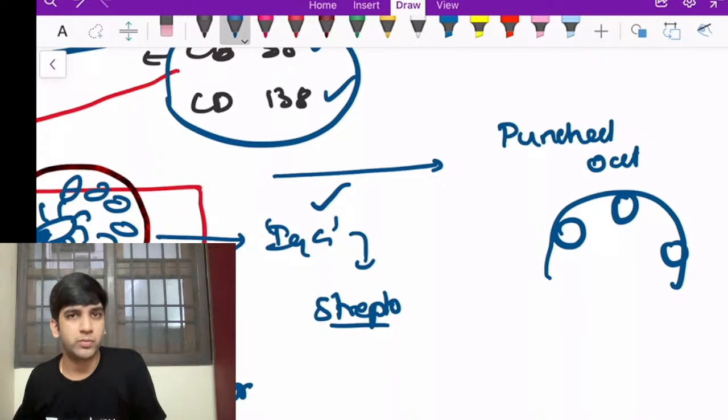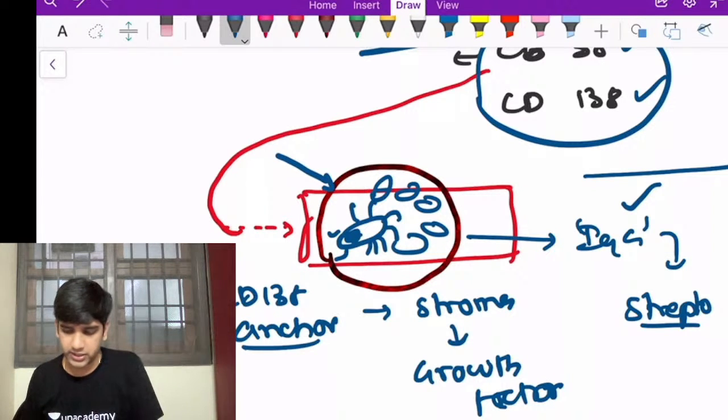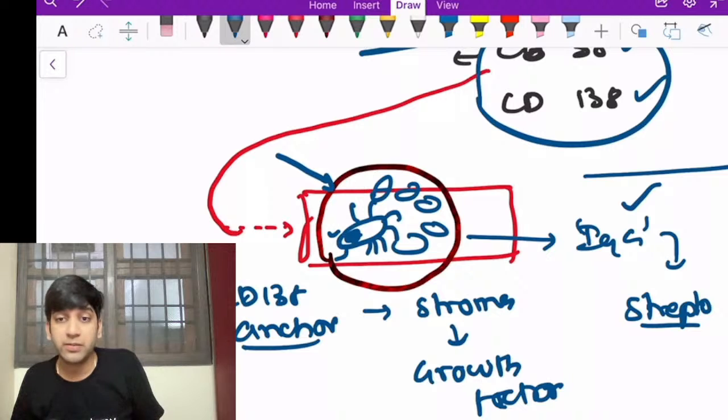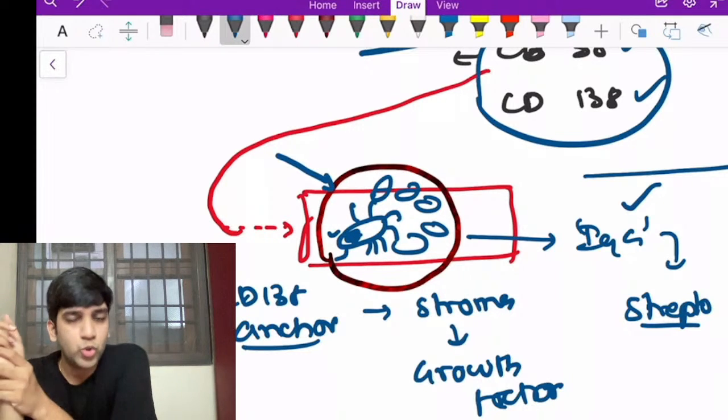Again, I need to know normal. So once I know normal, abnormality is definitely easy, right? So this is about a normal B cell's journey. Okay? This might be new for some of you at least. I want you to go back, read this again. If you read this, you will never have a confusion again in B cell CD markers.